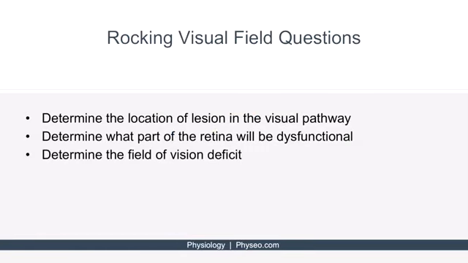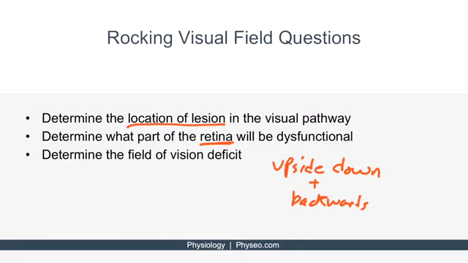Now before we jump into some examples, let's talk about how to rock the visual field questions you're going to get on Step 1. One of the first things you need to determine, depending on the question, is the location of the lesion within the visual pathway. And then you need to know what part of the retina will be dysfunctional. So you identify the retina, and then you flip it upside down and backwards, and that will give you the field of vision deficit. So visual field questions will come in a variety of forms.